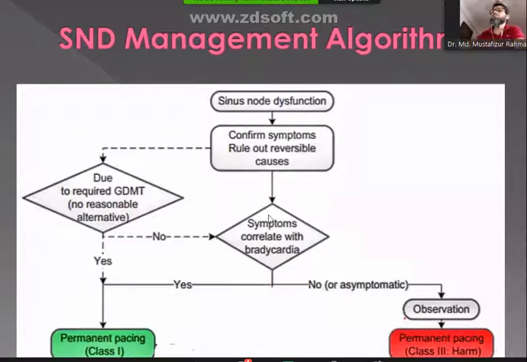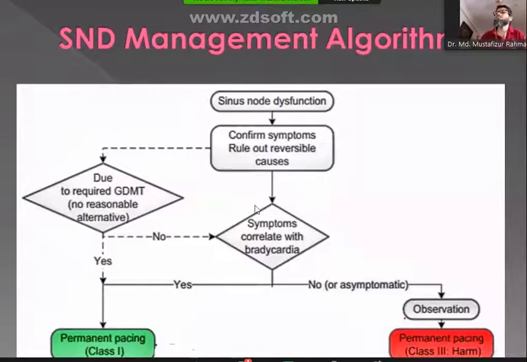Then if the symptom correlates with bradycardia, the class 1 indication is a permanent pacemaker. Sinus node dysfunction, if the symptoms are confirmed and there are no reversible causes, and the symptom correlates with the bradycardia, permanent pacemaker is the class 1 indication. And if the patient is not symptomatic but the reversible cause is a drug which is absolutely necessary for the patient and you cannot omit it from the prescription, that will be another class 1 indication for a permanent pacemaker for that type of patient.